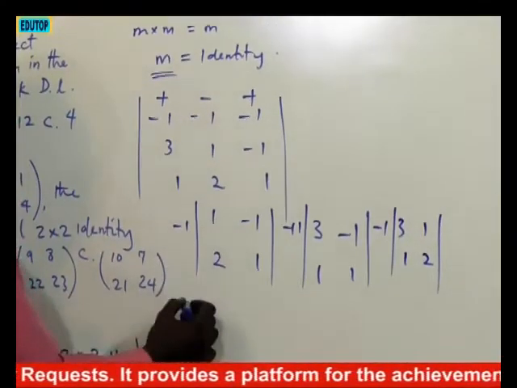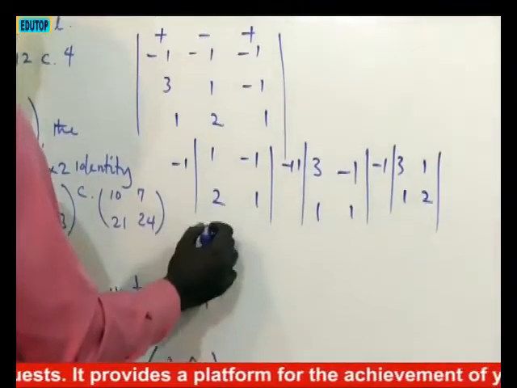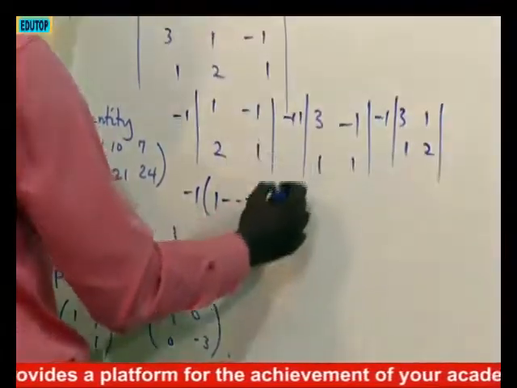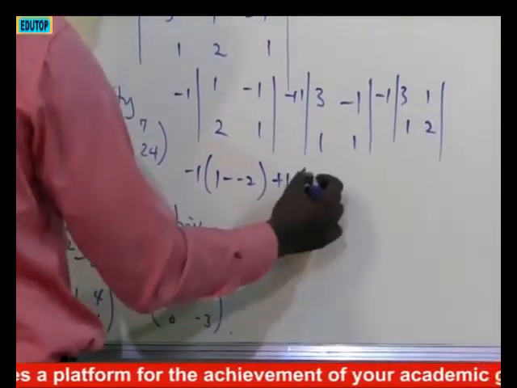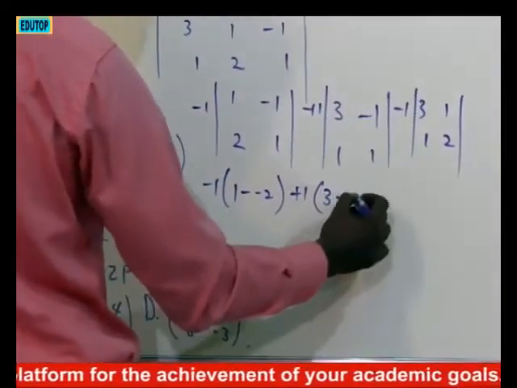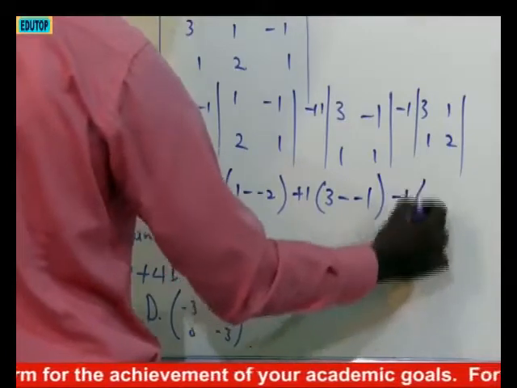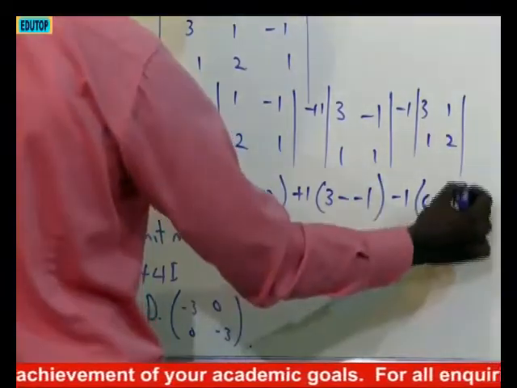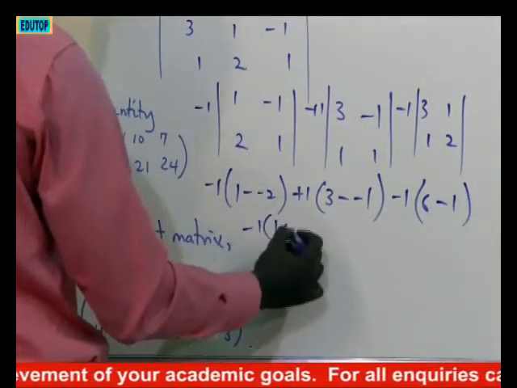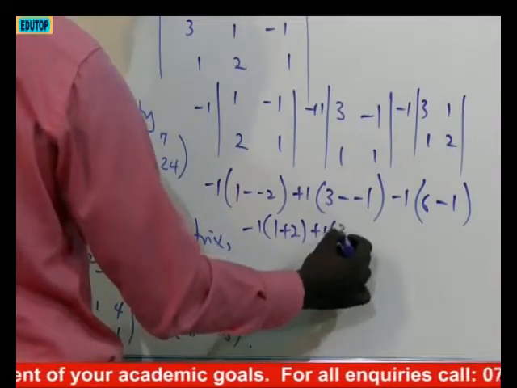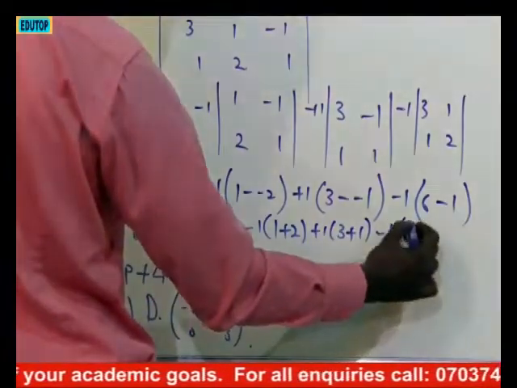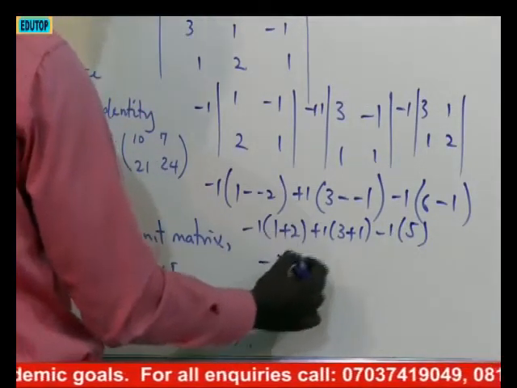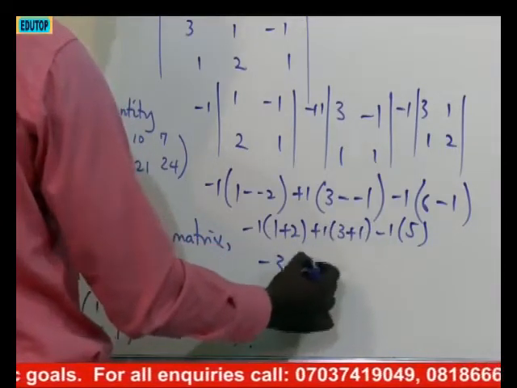Now, the next thing is to simplify. 1 times 1, 1, minus 2 times 1, minus 2, plus 1, 3 times 1, 3, minus 1 times minus 1, minus 1, minus 1, 3 times 2, 6, minus 1 times 1, 1. You have minus 1 into 1 plus 2, plus 1 into 3 plus 1, minus 1 into 5. This one will give us 3, 1 plus 2, 3 times this, minus 3. 3 plus 1, 4, 4 times this, plus 4.